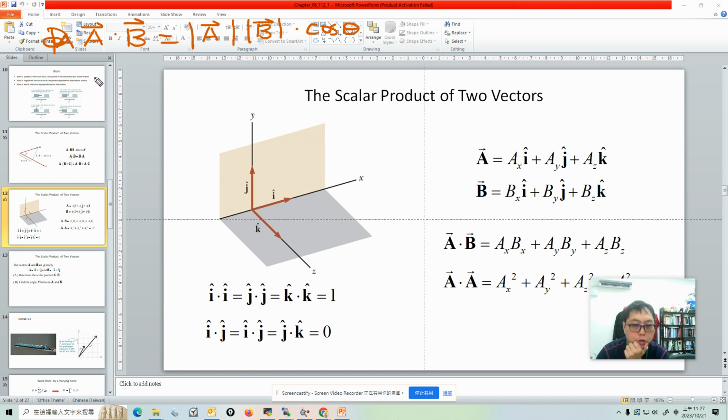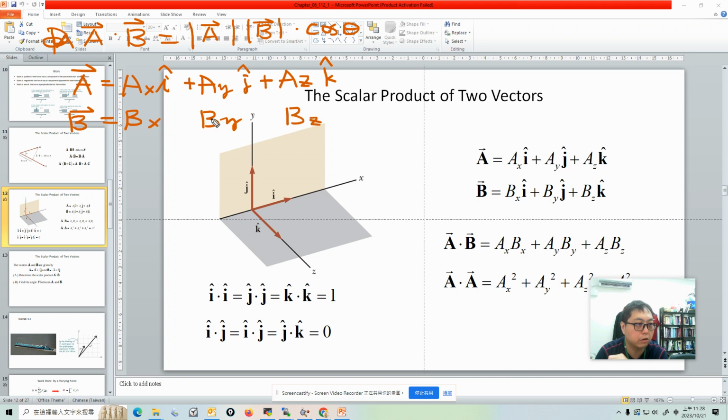But here I want to show you what the dot product will be if we use component language. Let's suppose the A vector has an x component of A times the unit vector i, plus the y component of A and unit vector j, and the z component of A and unit vector k. And we also have another vector B: Bx, By, and Bz, with unit vectors i, j, and k.